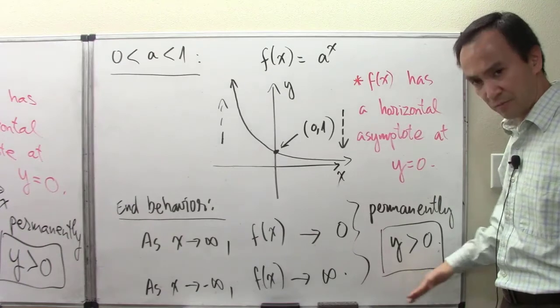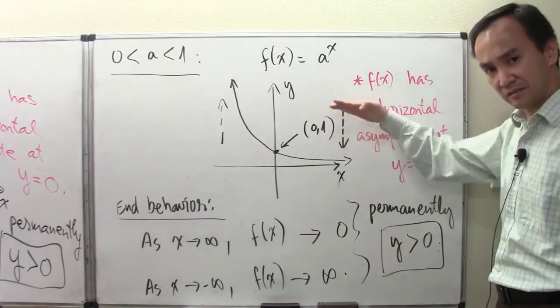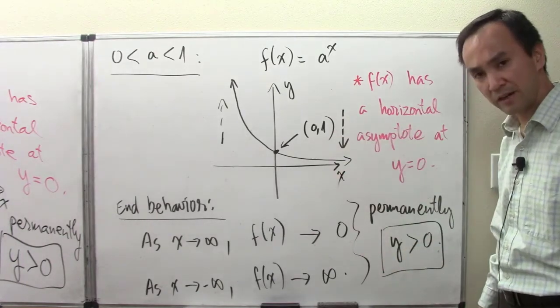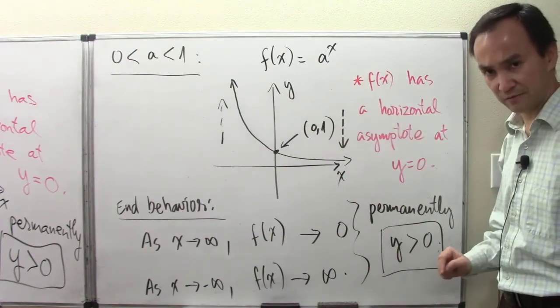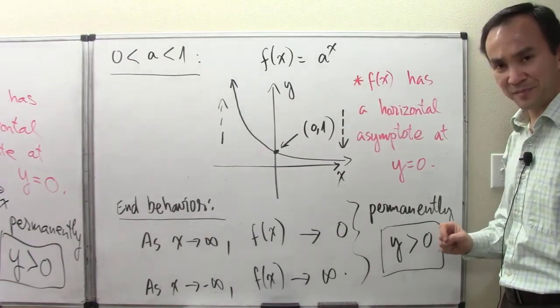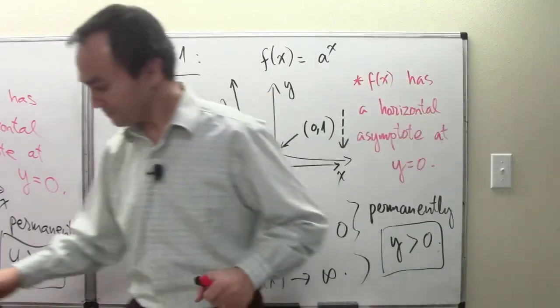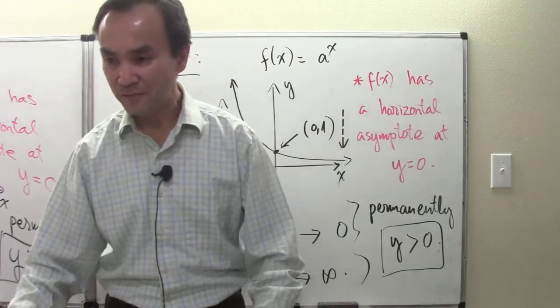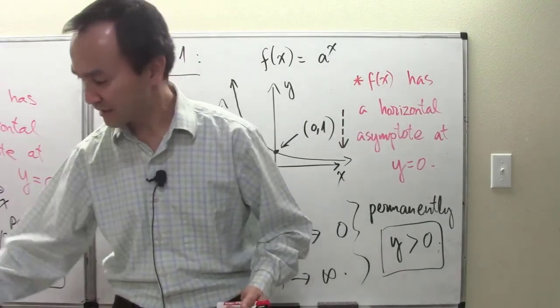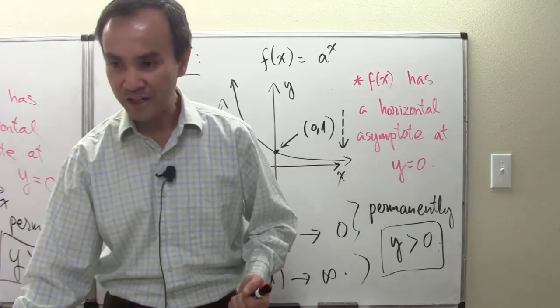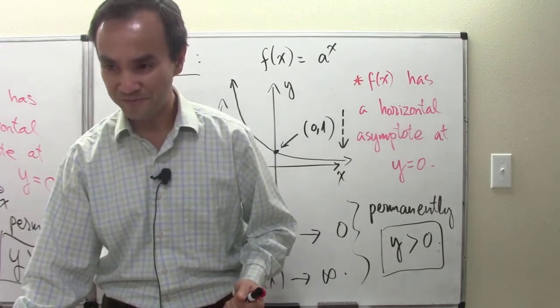All right, and then of course the graph permanently stays greater than 0 for that simple case, the case a to the x. So right from that conclusion, we are ready to put in some examples.